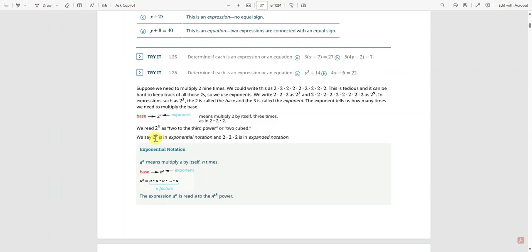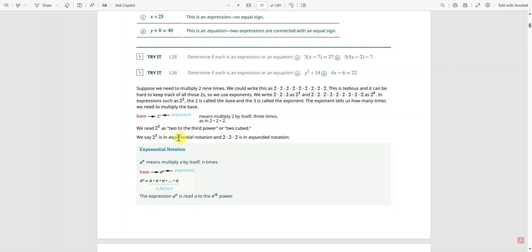We say 2 to the third power is in exponential notation. That is, it's written in a way that shows exponents. It's written in a way that shows that a number, the base that is, is being multiplied a number of times, and that number of times is expressed by an exponent. That's called exponential notation when things are written like this. 2 times 2 times 2 is called expanded notation. So this is exponential notation, and this is expanded notation.